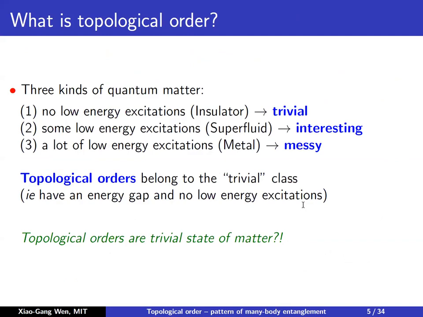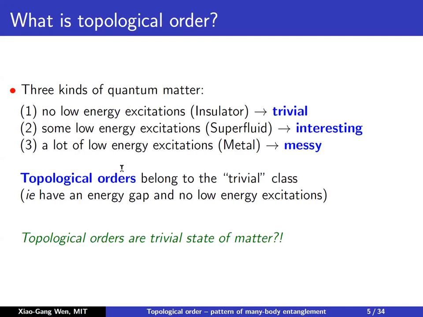So what is a topological order? You may say that we know there are three kinds of liquid, three kinds of quantum matter. One is trivial, like an insulator, where there's an energy gap. That means at low energy there's nothing, no excitation. So that's why we call it trivial. Another one we call interesting, like a superfluid or crystal. There is a linear dispersion relation, a phonon dispersion relation. So there's some low-energy excitation, but not too many. The third kind is very complicated, called messy. Like a metal, there's a Fermi surface, a lot of low-energy excitations, a lot of instability, so it's very messy.